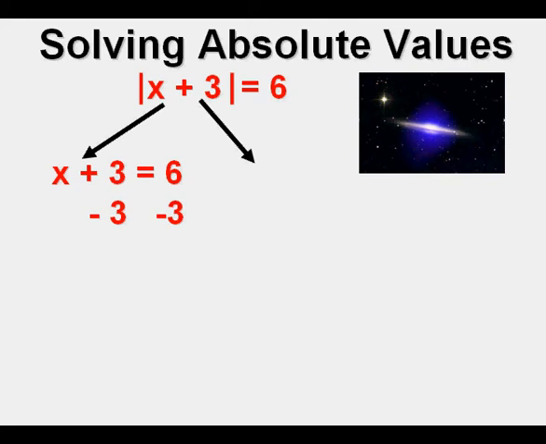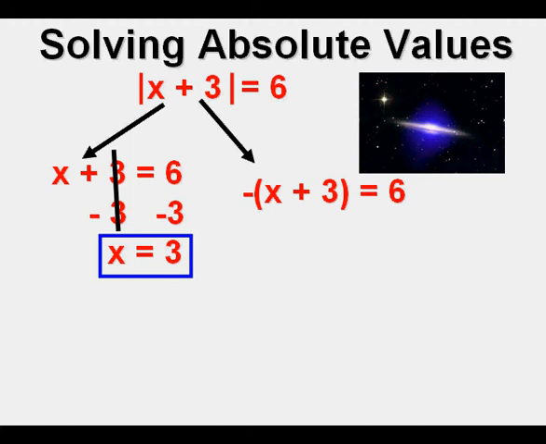Here we cancel the terms on the left side. And on the right side, 6 minus 3 equals 3. So our solution to the normal universe is x equals 3. For the alternate universe explanation, we remove the absolute value bracket, replacing it with parentheses, then place a negative sign in front of the first parentheses.